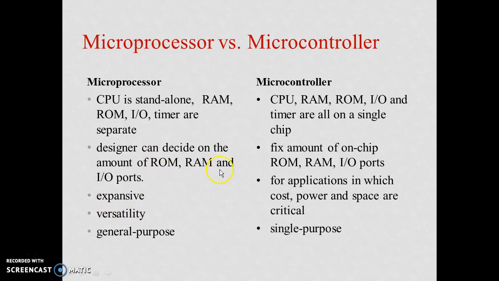Similarly, we require external RAM, ROM, and different I/O devices for a microprocessor, so it is expensive and power consumption is more. But for the microcontroller, the space required is less, power consumed is less, and cost is less, because everything is inside and no external devices are required. The microprocessor is general purpose, whereas the microcontroller is single purpose.